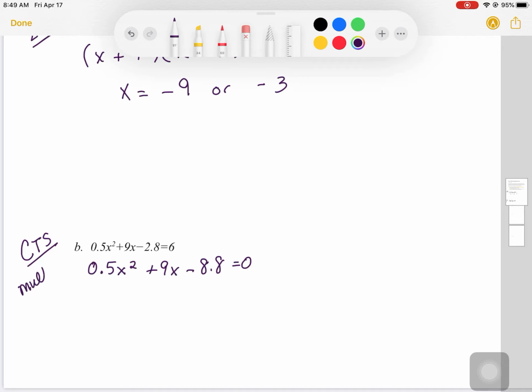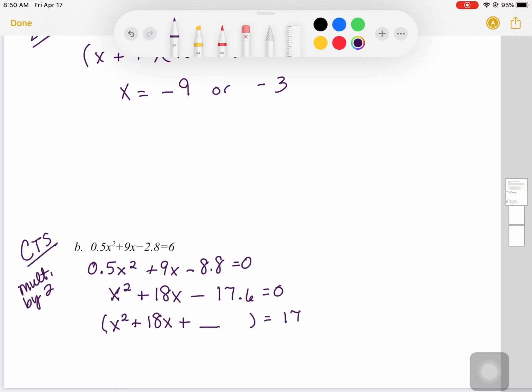I'm going to multiply by 2. I'm going to multiply everything by 2. So this becomes x squared plus 18x minus 17.6 equals 0. And then I'm going to do my completing the square step. So I'm going to have the x squared plus 18x plus something. And I'm going to go ahead and take that 17.6 over to the other side, and it'll be plus something.